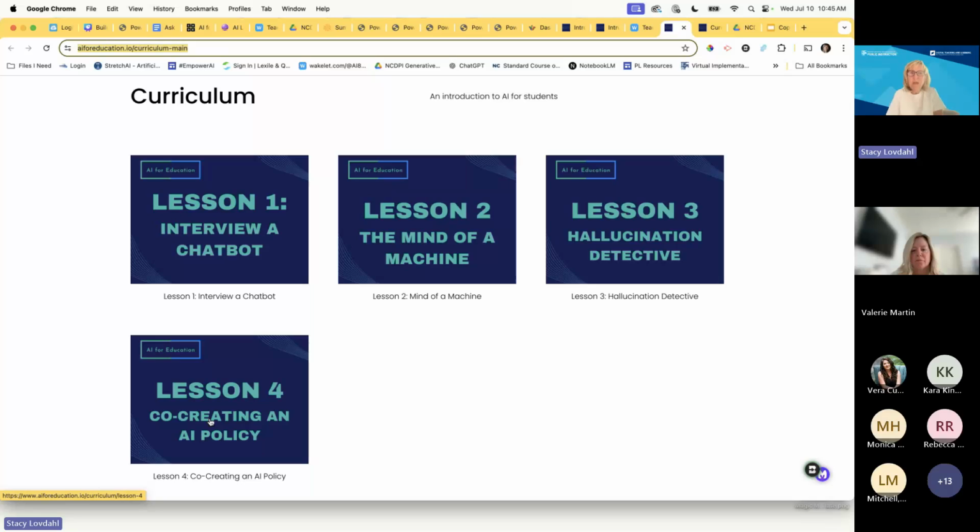So, starting from that endpoint, they said, well, let's talk to a chatbot. Let's figure out what it's like to be using a chatbot. So that's where they started with lesson 1. And then to understand how a chatbot's working, you have to understand a little bit about machine learning. And then when you see how machine learning works, you realize that you need to understand why AIs make mistakes. So that's where the hallucination detective unit came in.